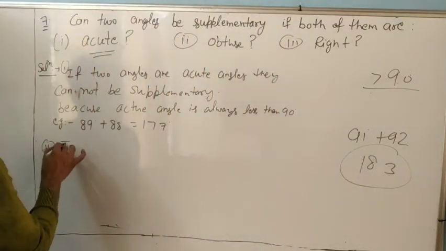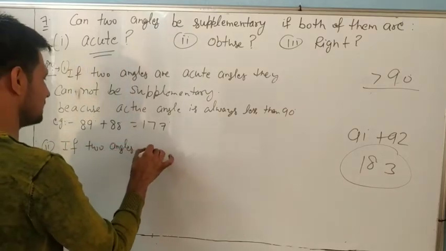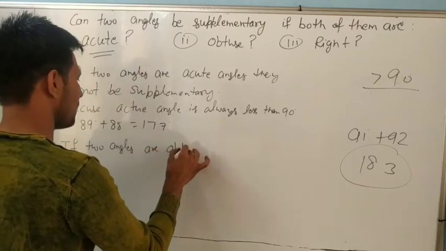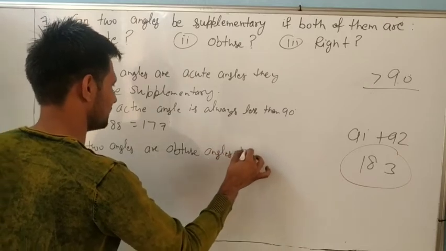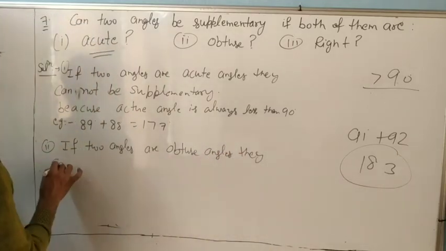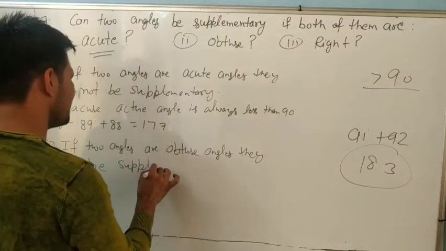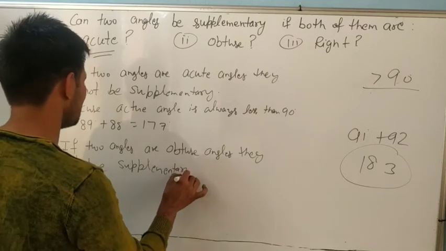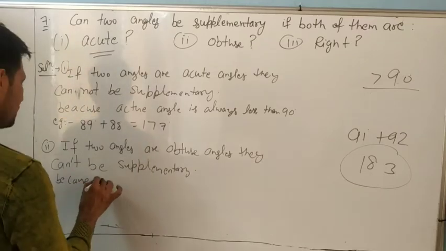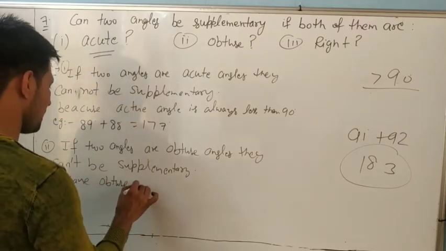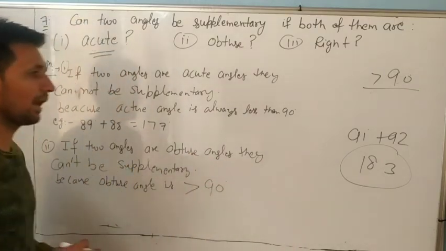Same as before, you will write: if two angles are obtuse angles, they cannot be supplementary. Okay dear, please write yourself, it is very simple. Same reason, you will write because an obtuse angle is greater than 90.